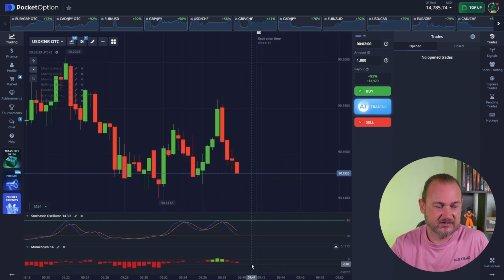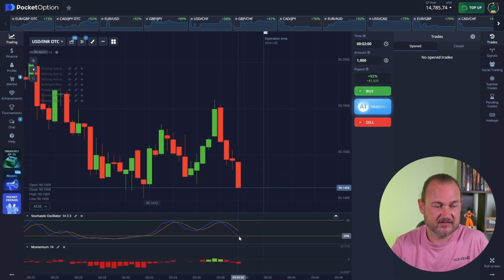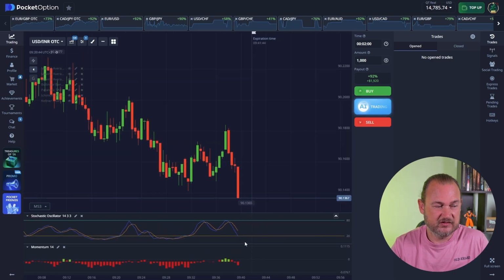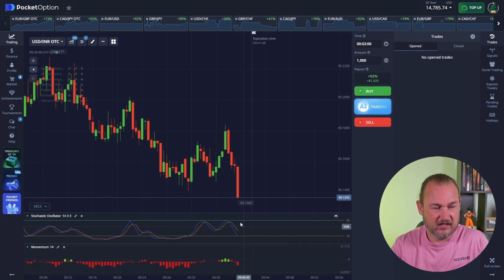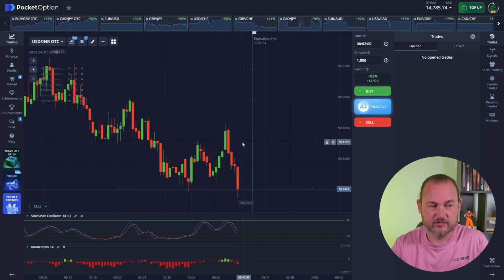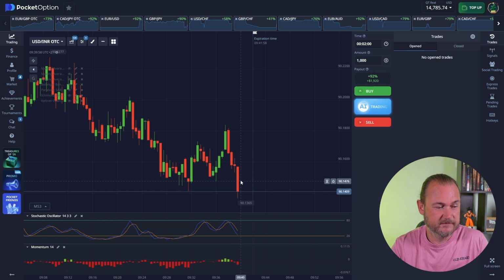So let's see what's happening. We've got the switch over to bearish momentum on the momentum indicator. We can see our stochastic entering oversold here. So what I'm going to do is wait for the close of this candle. We've got 15 seconds left, and then I'm going to take my sell trade. The reason for that is I don't know if this candle is going to push up all the way. This candle could close green for all I know.